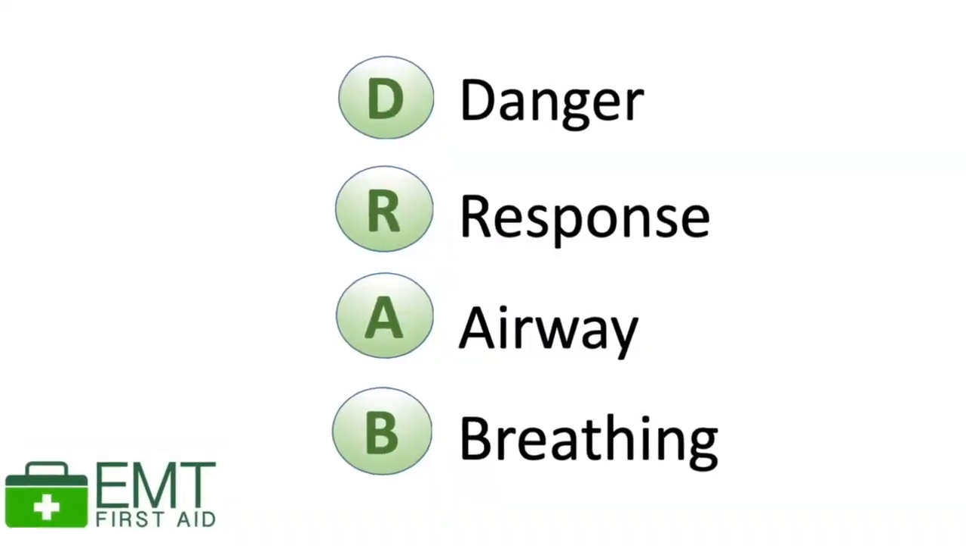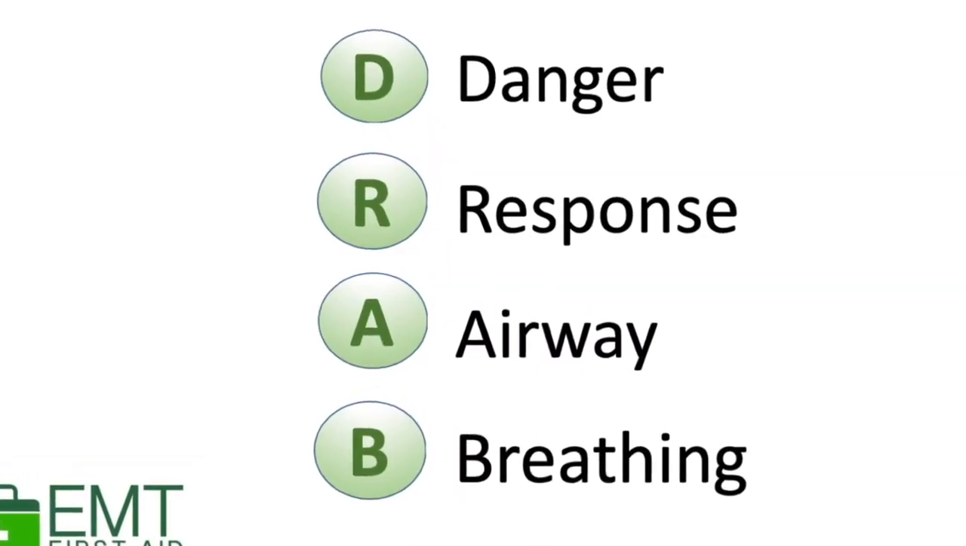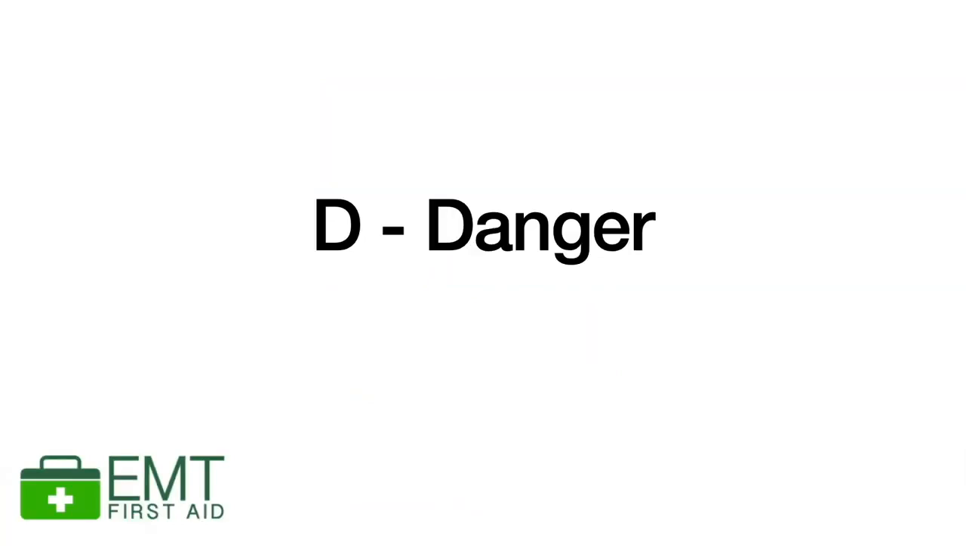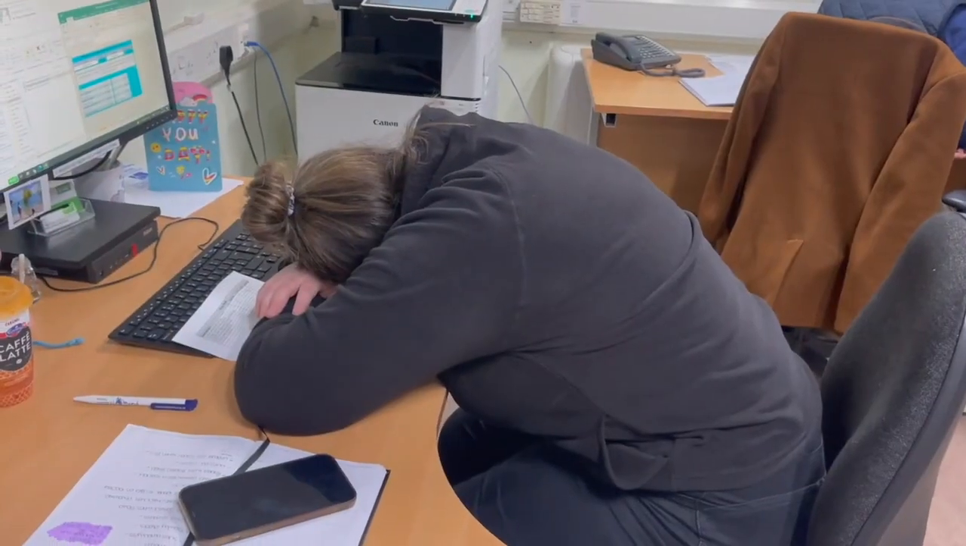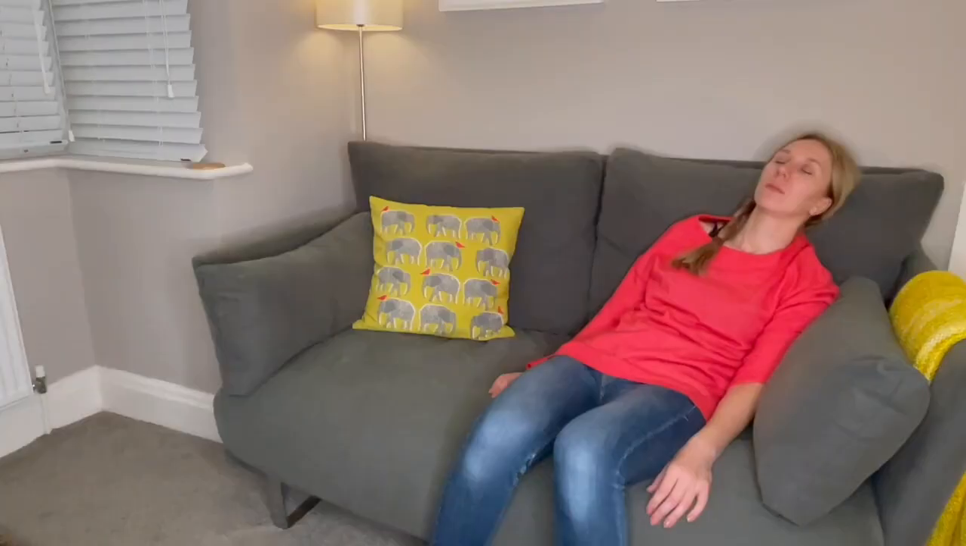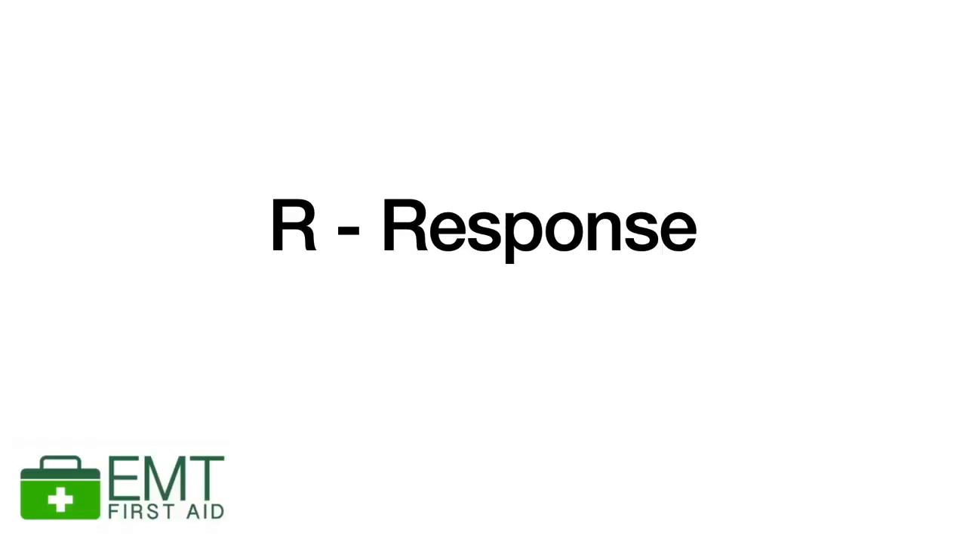Okay, so when you come across an unconscious casualty, it doesn't matter what position they're in, we're going to use Dr. ABC. D stands for danger. We've got to make sure it's safe for us to approach. So we're going to look out for things like fire, electrical cables, dangerous people, animals, traffic, and make sure it is safe before we approach a casualty.